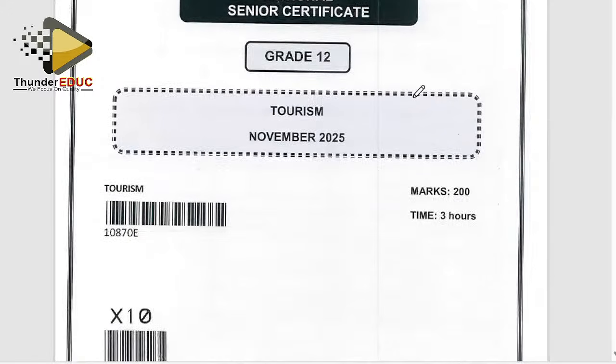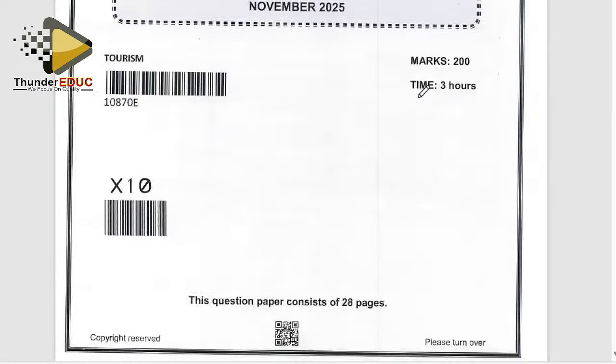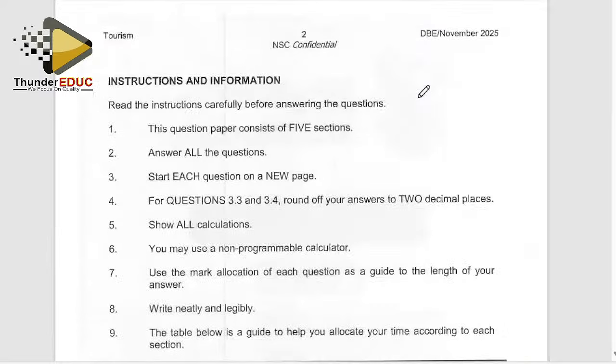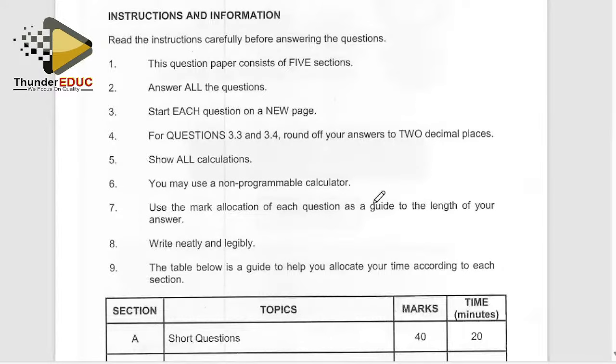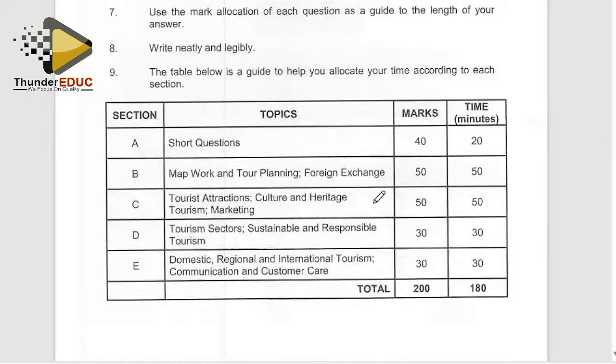So the time allocation is 3 hours. Then the mark allocation is 200 marks. Then the instructions and the information consist of 5 sections. Then all questions are compulsory. Then you are reminded to round off your answers to 2 decimal places. Then you should show all calculations. Then you are always reminded to carry a non-programmable calculator when you write the tourism exam.